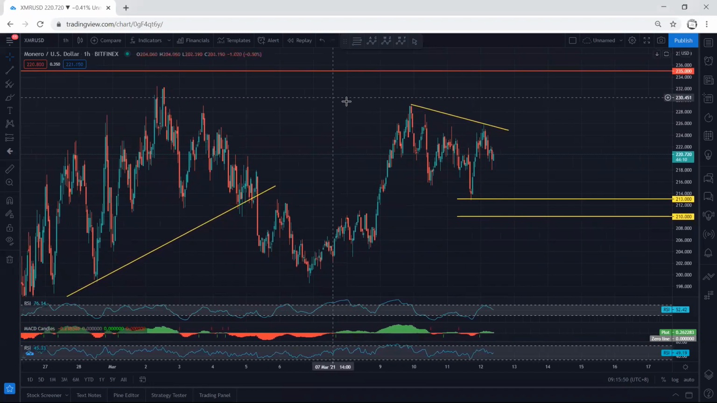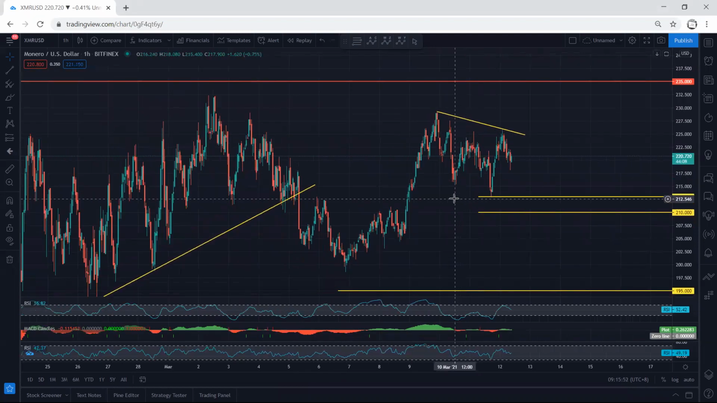In this case, we just follow the chart. If I see any update or any changes, then I will share.